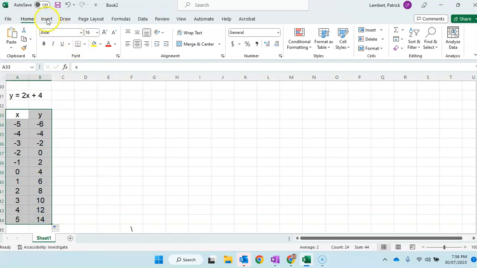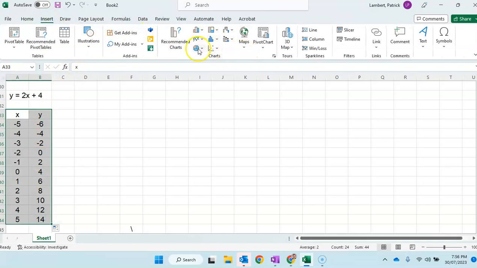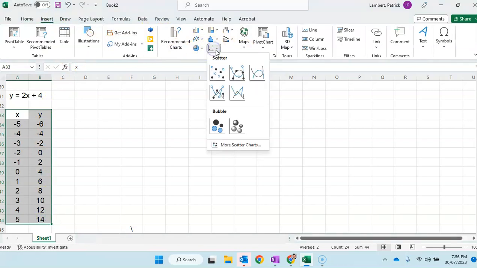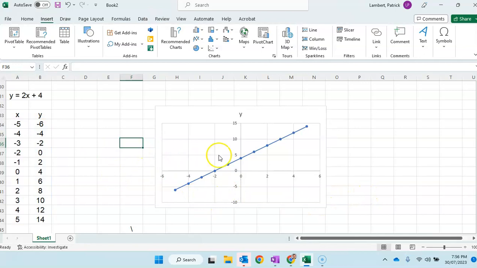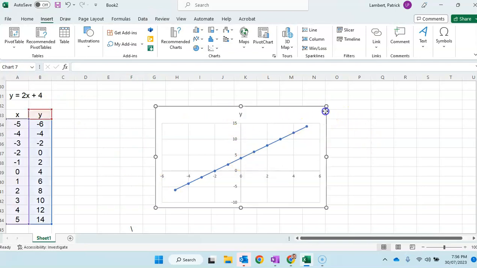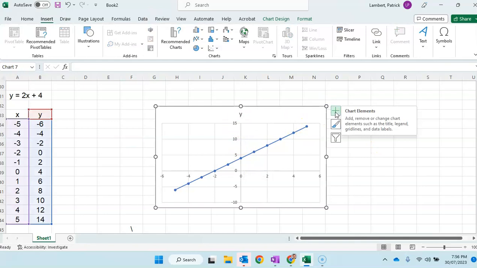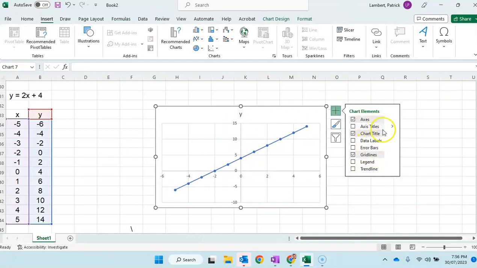As with anything in Excel, if we want to work with the data, we've got to highlight it. In this instance, we'll tell it that we want to insert a graph, or a chart as it's called in Excel, and we want a scatter graph with a line on it. So there we have a graph of the equation y equals 2x plus 4, and it cuts the y-axis at 4.